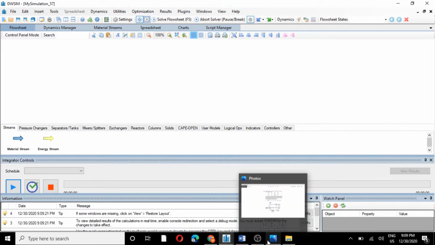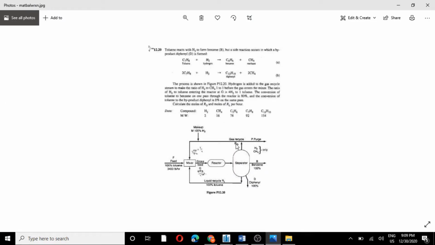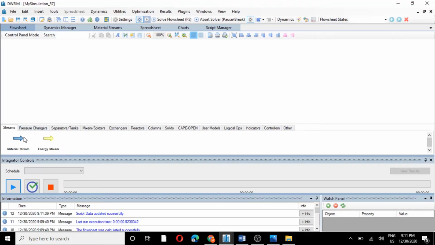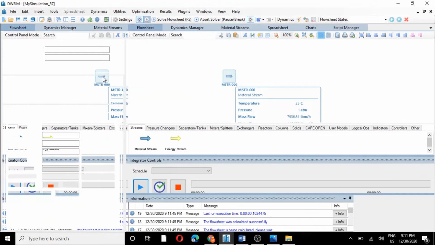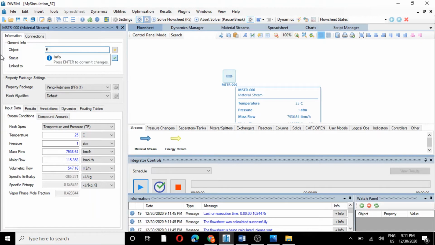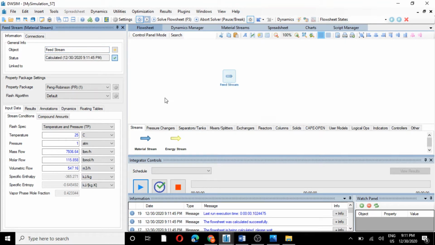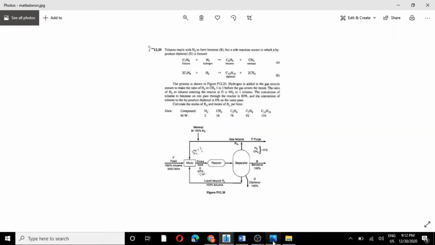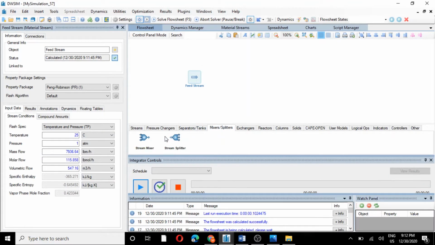So what we're going to do first is create the flow sheet for the entire process. So next is click the material stream. Just have to drag this and click, and I'm going to name this the feed stream. Enter, and this feed stream goes into a mixer. So the mixer is here.